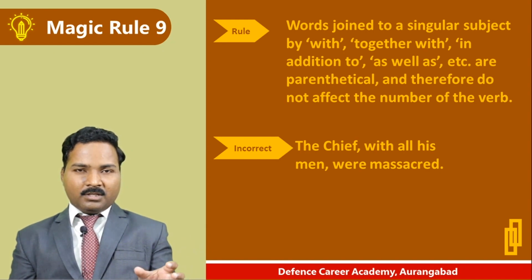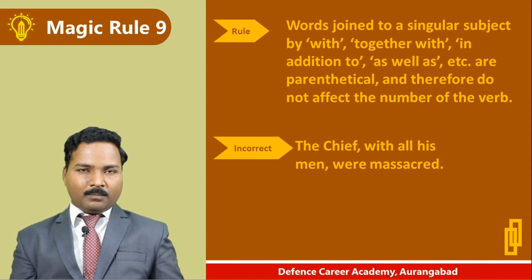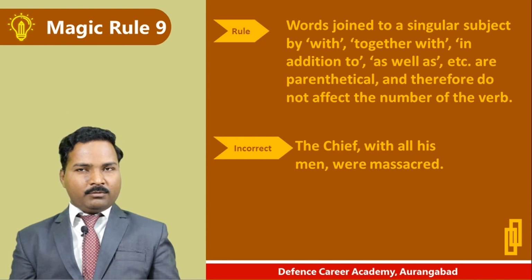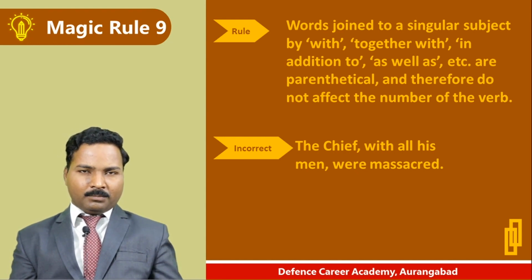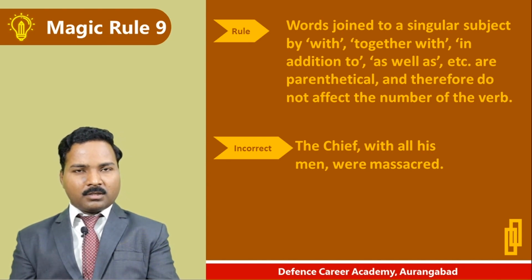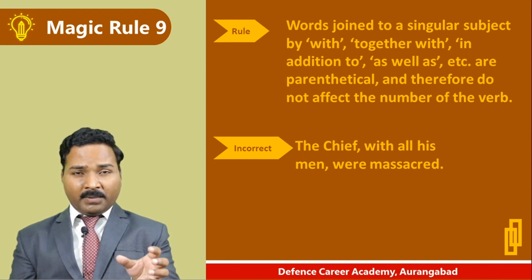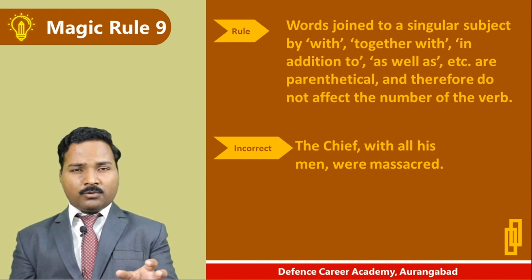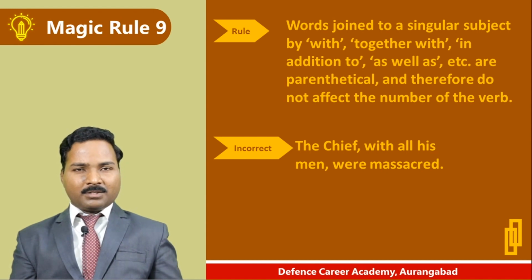Because in this noun phrase, the chief with all his men, the head word is the chief, and the chief is a singular noun. That's why the verb should be singular in form. You can see in this example, words joined to a singular subject by with, together with, in addition to, as well as, etc. are parenthetical and therefore do not affect the number of the verb. So even although these words are plural, the main word, the head word is the noun chief, which is a singular noun. That's why the verb should be singular.